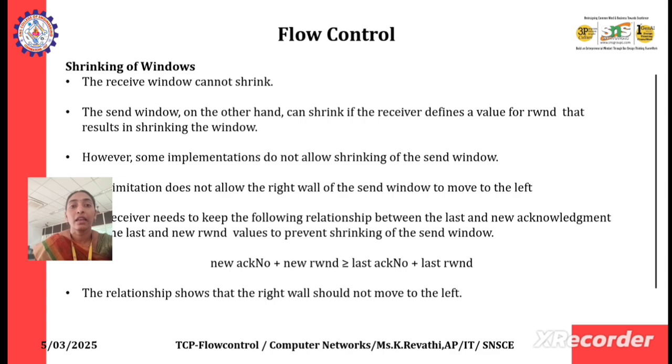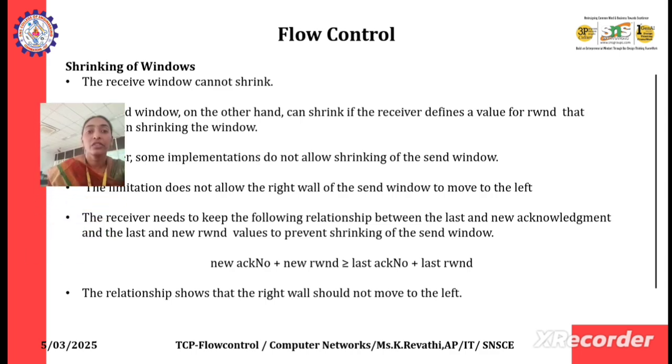Then the next mechanism is shrinking of windows. The receive window cannot shrink. The send window, on the other hand, can shrink if the receiver defines a value for rwnd that results in shrinking the window. However, some implementations do not allow shrinking of the send window. The limitation does not allow the right wall of the send window to move to the left. The receiver needs to keep the following relationship between the last and new acknowledgement and the last and new rwnd values to prevent shrinking of the send window.